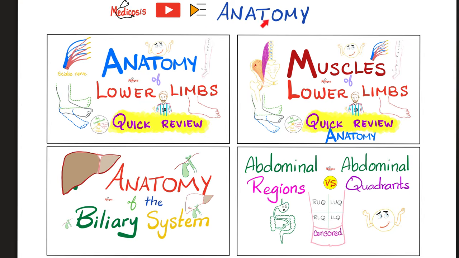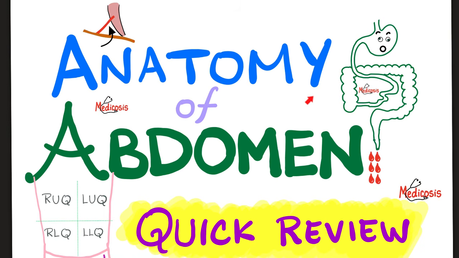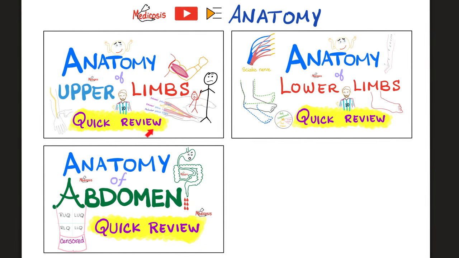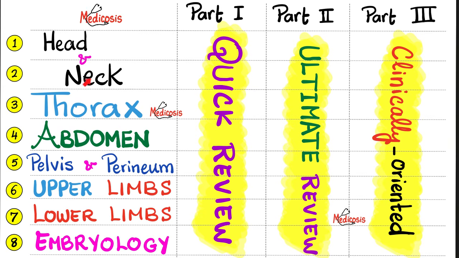Please watch the videos in this anatomy playlist in order, especially the last one titled Anatomy of the Abdomen. In this playlist, there is anatomy for the upper extremities, lower extremities, abdomen, pelvis, perineum, head and neck, thorax, and more. Each region in human anatomy is discussed in 3 separate videos. The first video is called Quick Review, the second video is titled Ultimate Review, and the third video is named Clinically Oriented Anatomy of that region. So here you have 8 regions multiplied by 3, 24 videos, and you will know more anatomy than most people.